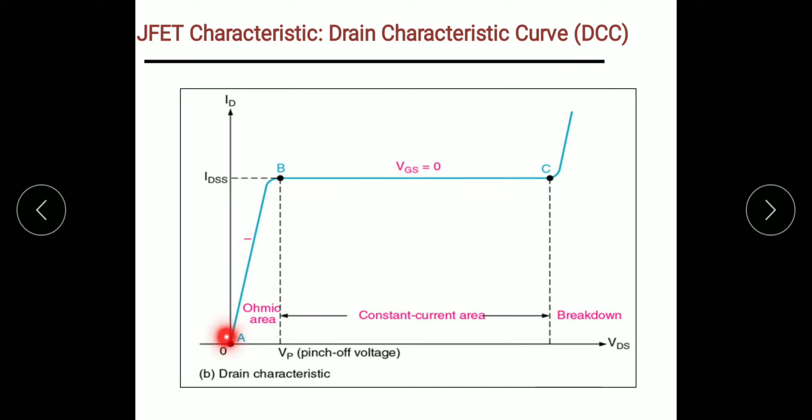The region where current increases linearly with voltage is called the ohmic area, and the region having almost constant current is this region, and this voltage after which the current is almost constant is known as pinch off voltage.